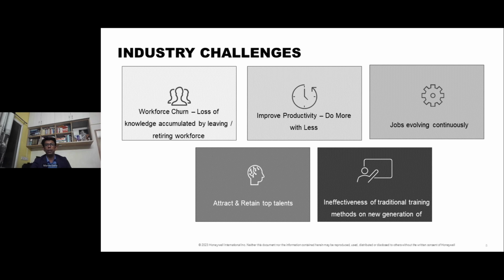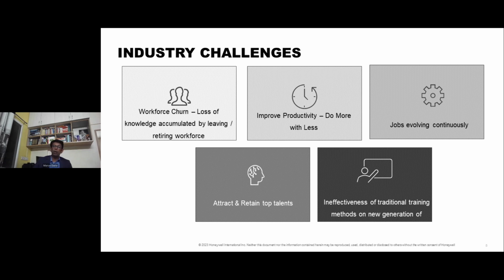So let's start with industry challenges. These five challenges are common across all types of industries that we are seeing across the globe. It's not specific to any particular country or region or industry. It starts with workforce churn: a great number of people who have worked in industry for the last 20, 30, 40 years are retiring.